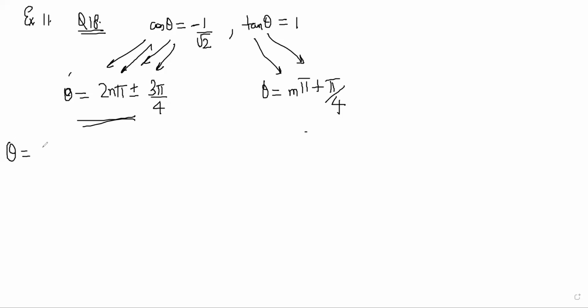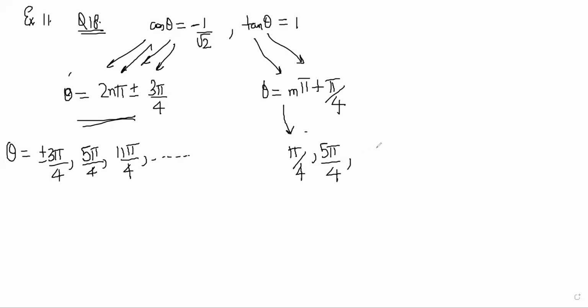If you put 0, what comes? Plus minus 3 pi by 4. If you put 1, it comes 2 pi plus 3 pi by 4 and 2 pi minus pi by 4. So 5 pi by 4 and what comes is 11 pi by 4. If you put 2, now it will become very big, so I'll ignore those for now, and I will see here. If you put 0, you get pi by 4. If you put 1, you get 5 pi by 4. If you put 2, you get 2 pi plus pi by 4, so 9 pi by 4. 3 will give me 3 pi, so 13 pi by 4 will come.